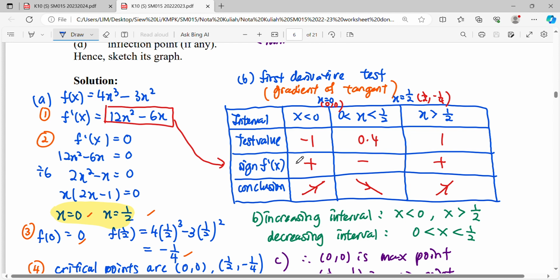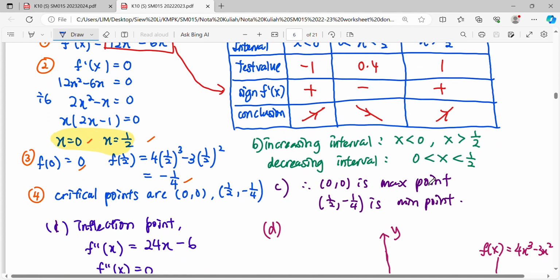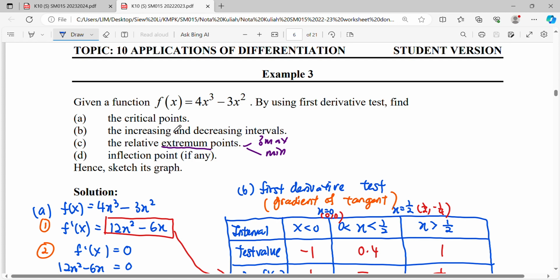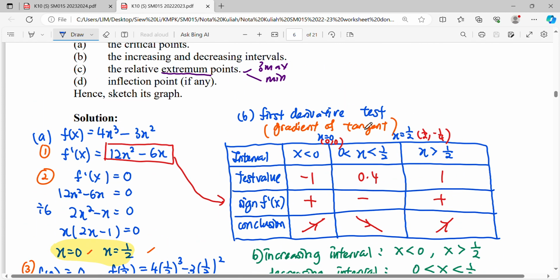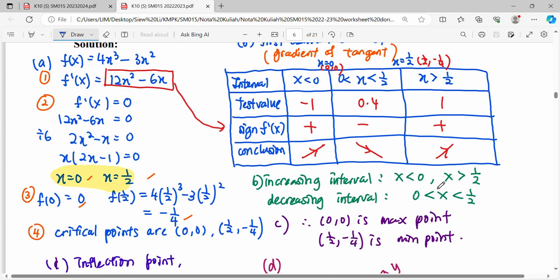From here, we can identify that this point goes up and then goes down, which means this point is your maximum point. x equals 0 is your maximum point. Then, when x equals 1 over 2, you can see the graph's tangent going down and then going up. So x equals 1 over 2 will be your minimum point. So we are identifying this critical point using the first derivative to determine whether it is a maximum or minimum.